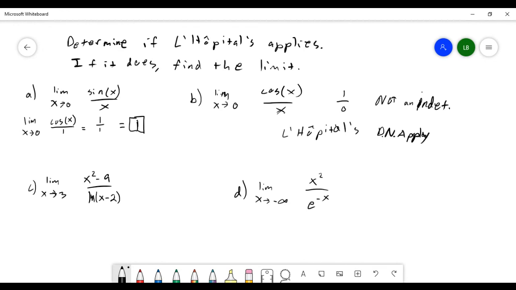All right. For our third one, if we plugged in 3, we would get 9 minus 9, which is 0, over the natural log of 3 minus 2, which is the natural log of 1, which is 0. That gives us 0 over 0, which is an indeterminate form. So L'Hopital's does apply. We can take the derivative. We would get 2x divided by 1 over x minus 2, which is 2x times x minus 2. And now if we plug in 3, we would get 6 times 1, so our answer is 6.